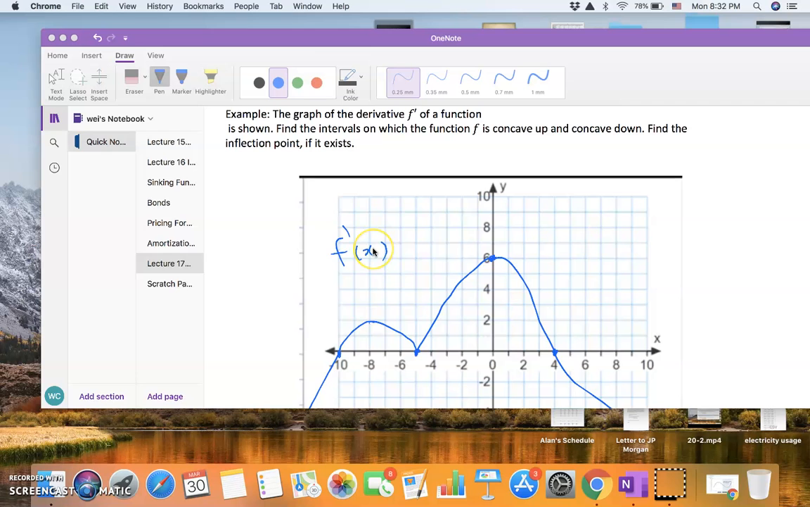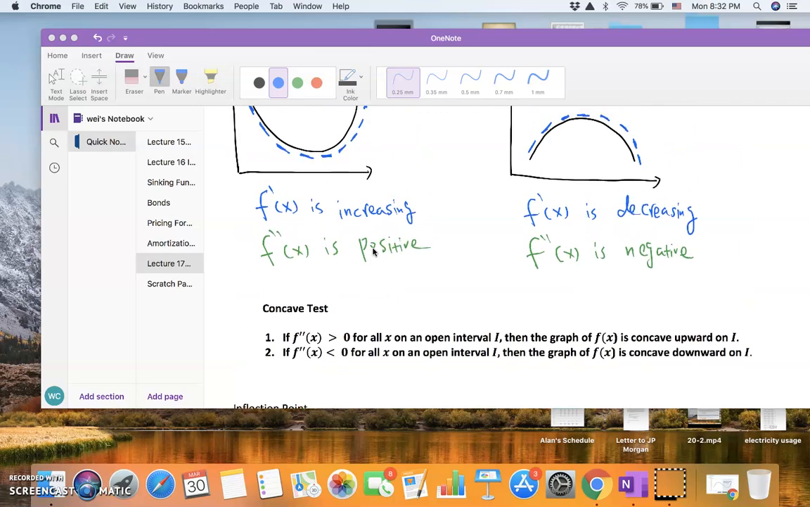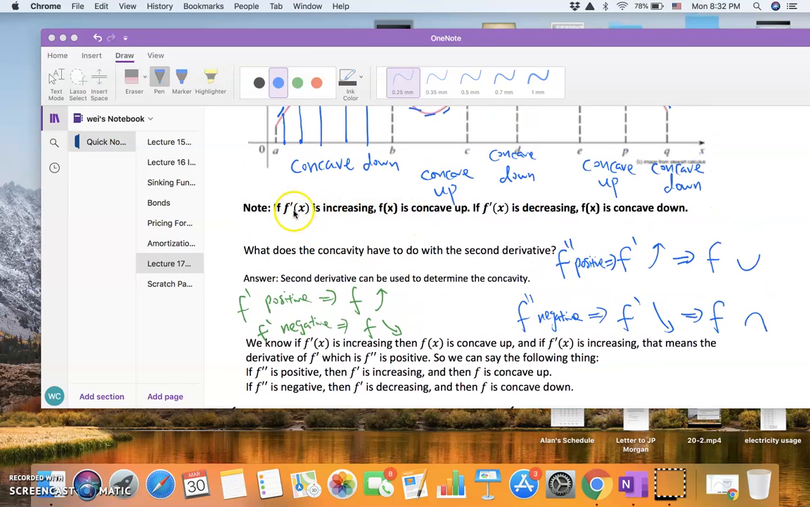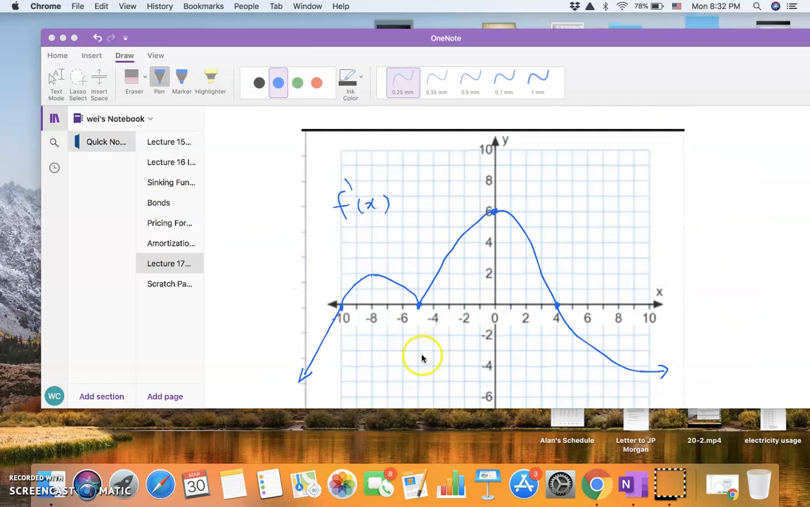Since we are given the information of the first derivative, we know that when the first derivative is increasing, the function is concave up. When it is decreasing, the function is concave down. So I want to look at where the first derivative is increasing, which is from negative infinity to negative 8, and from negative 5 to 0. And the first derivative is decreasing when x is from negative 8 to negative 5, and from 0 to infinity.